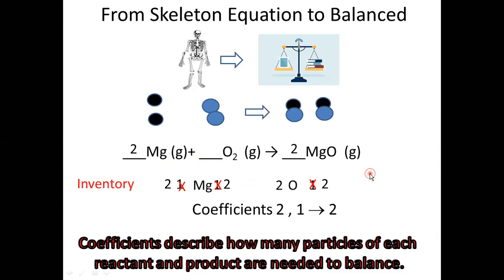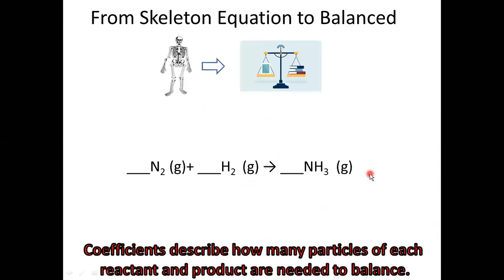Let's look at it with a different skeleton equation. Again, the idea is the skeleton equation provides the correct formulas for how the particles would look in nature. So they would look like N2, two N's joined together, and H2, two H's joined together, would make NH3. When we balance the skeleton equation, these are the only packages we're allowed to use: a particle of NH3, a particle of H2, or a particle of N2. And what we can do is change the quantity of these packages that we have available.